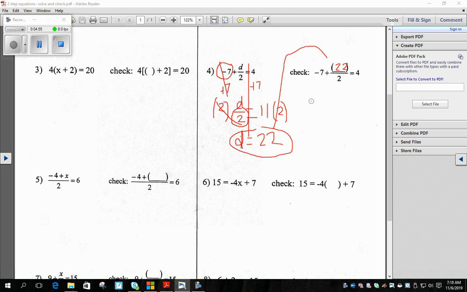Division always comes first in regular order of operations. 22 divided by 2 is 11. And then negative 7 plus 11 is 4. So I know I've solved it correctly because I got that same number on both sides. Go ahead and pause the video and solve number 5.